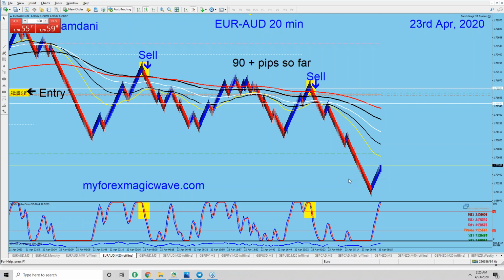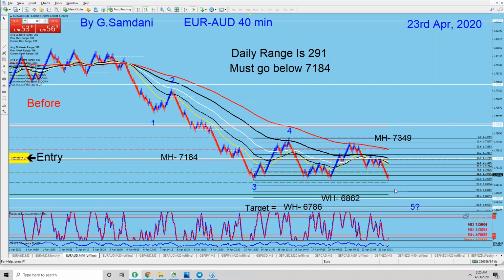This is one of my favorite pairs. You see a lot of trades: Pound Aussie, Pound Aussie, Euro Aussie, Pound Yen. These are big movers, right? And I'm expecting this to go down where? Here, right? So maybe not.